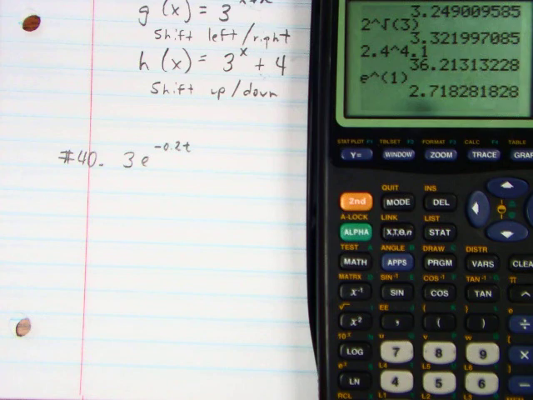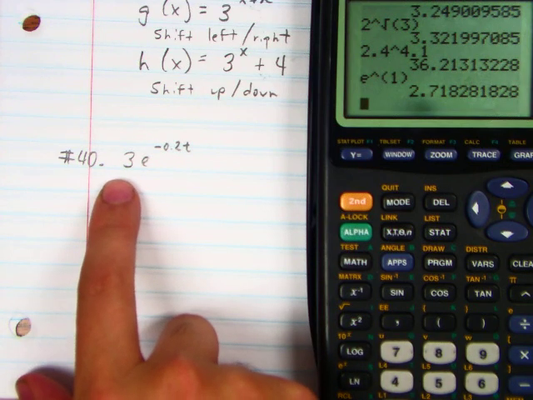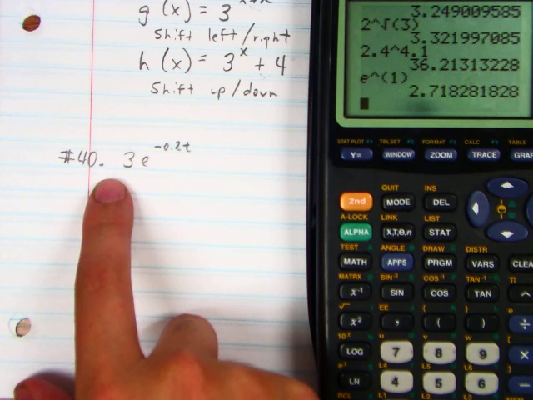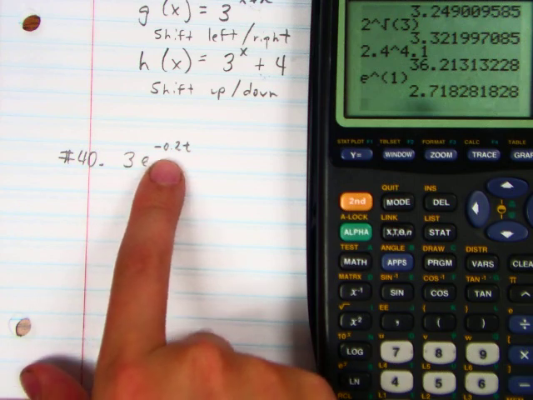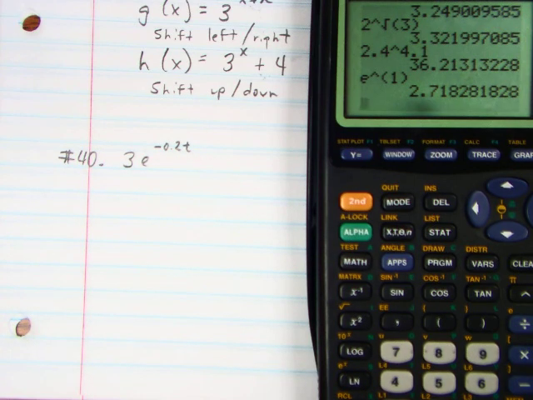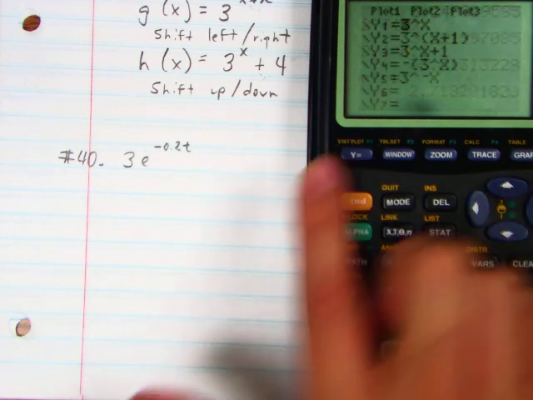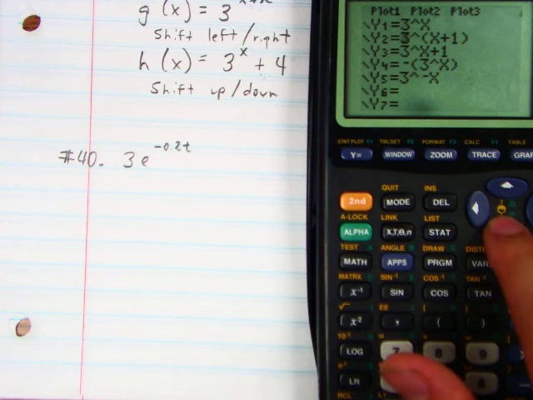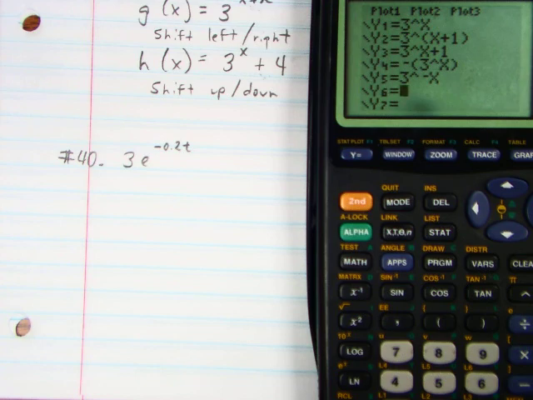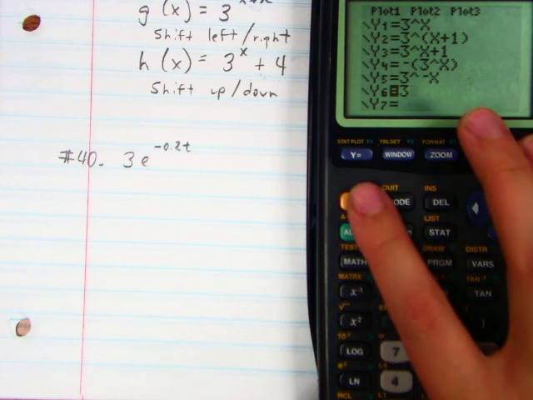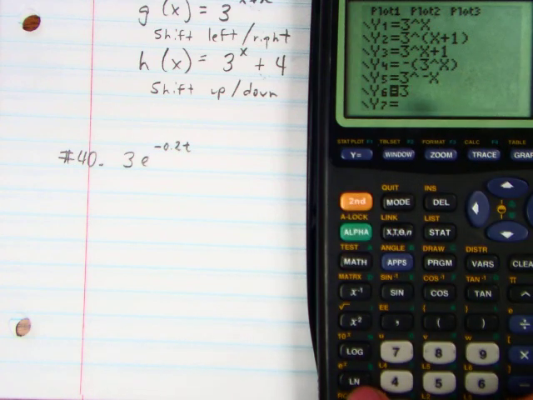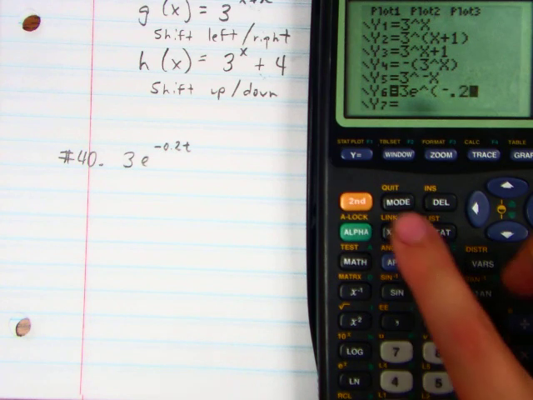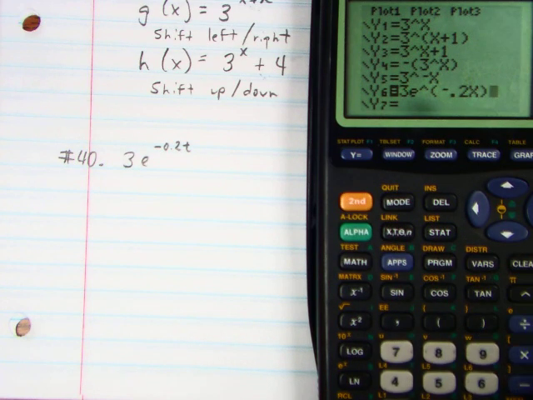So right here, if you look here, I'm going to look at number 40. I'm going to go ahead and graph that. So we have 3 times e to the negative 0.2t. Let's just use x for now instead of t. So I'm going to pick y6 here. So it's going to be 3, and then I'm going to have the e button, and then it's going to be negative 0.2, use x.